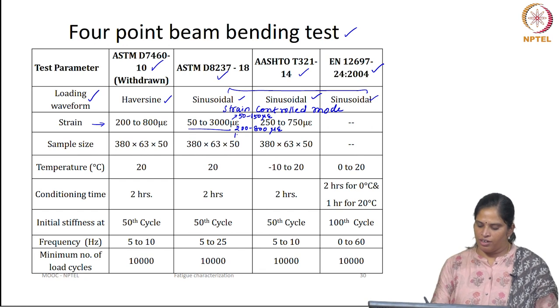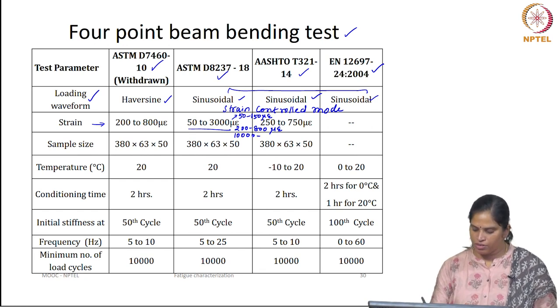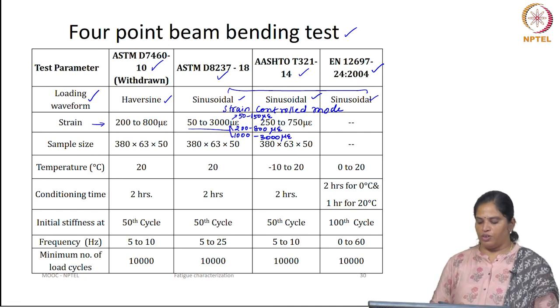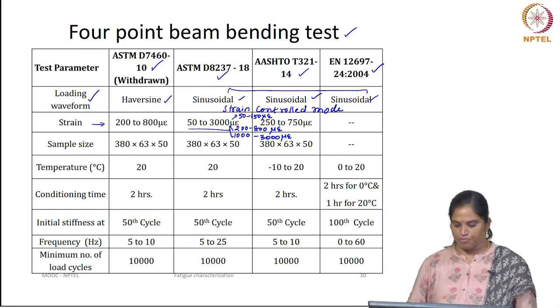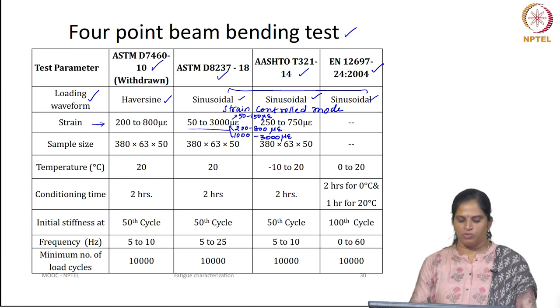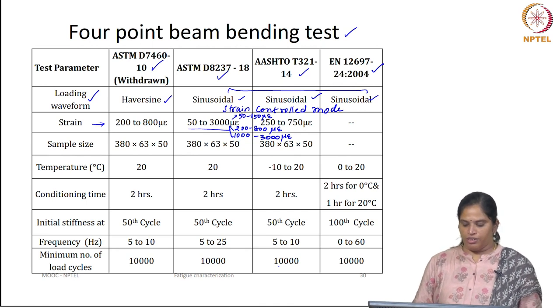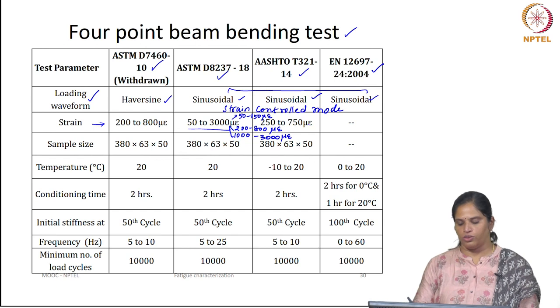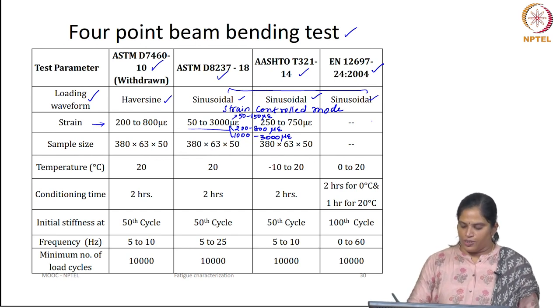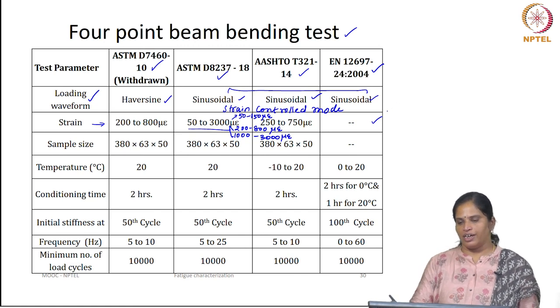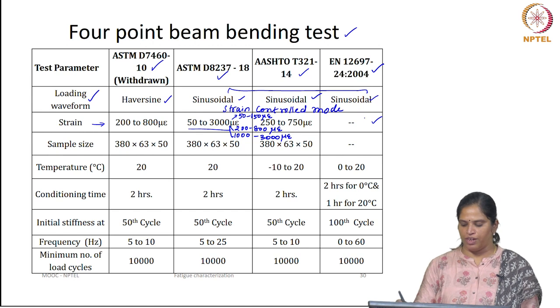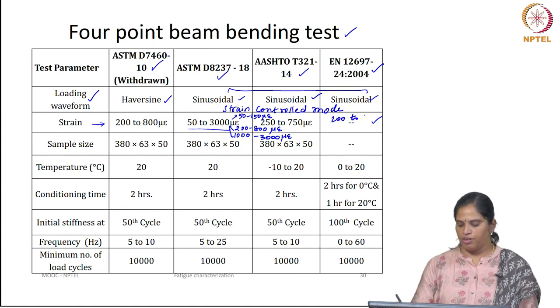At a very high strain, from 1000 to 3000 microstrain, this is recommended when you test a bridge deck material, a kind of thing. So ASTM recommends, to test a normal bituminous mixture, a strain level in the range of 200 to 800 microstrain. AASHTO T321, again, the strain level recommended is 250 to 750 microstrain. And EN does not specify any strain limit, but if you see the test results of EN, again the strain level varies all the way from 200 to 1000 microstrain.